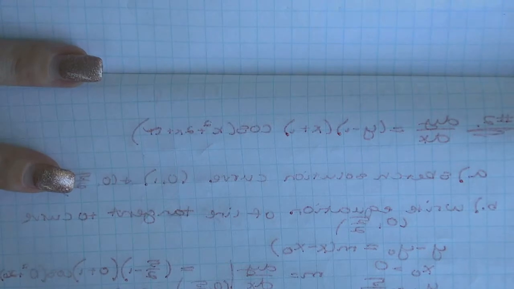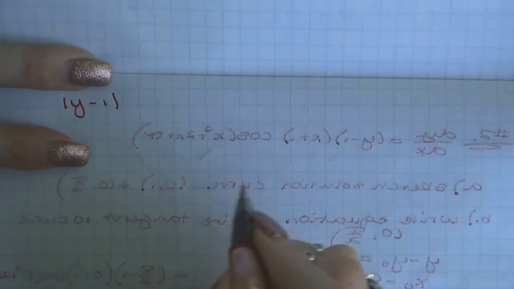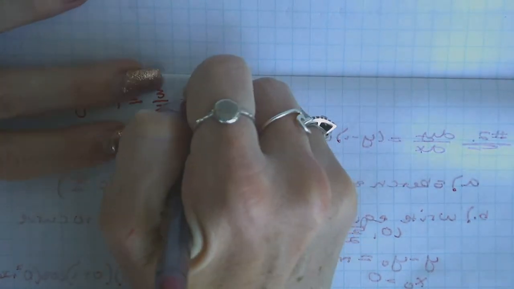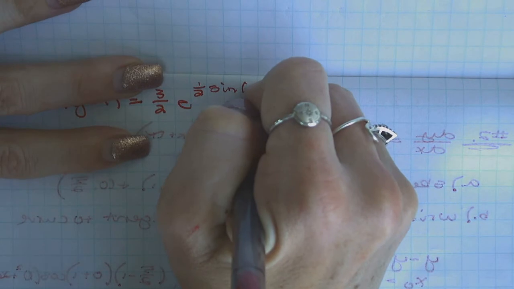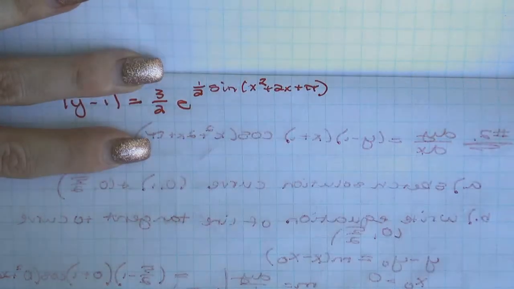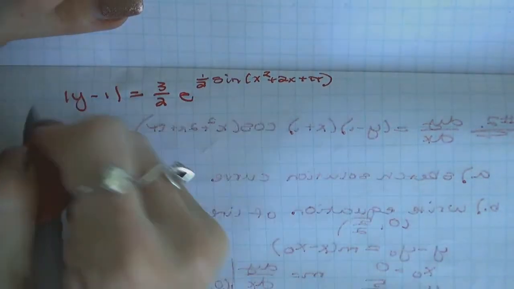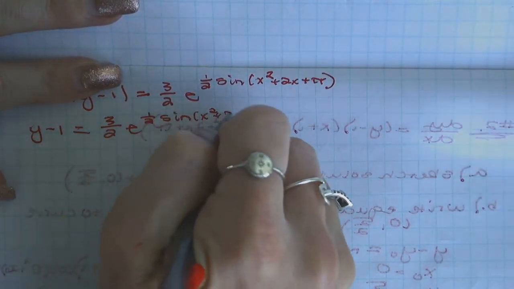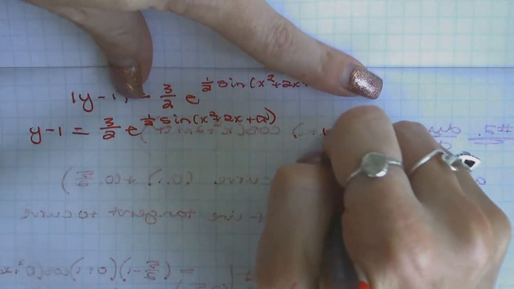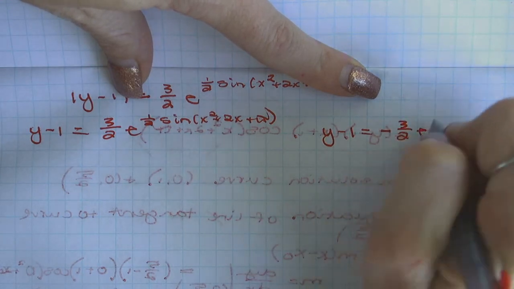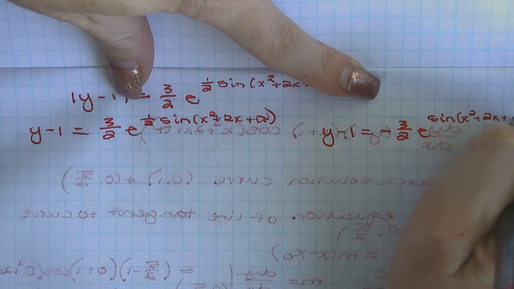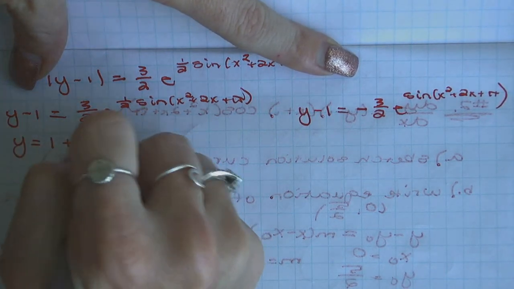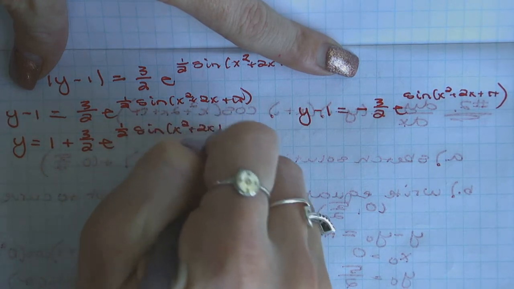So I had e to the ln of absolute value of y minus 1, which means I'm left with absolute value of y minus 1 equals 3/2 times e to the 1/2 sine of x squared plus 2x plus pi. Okay, that's where I'm at. And then again, this means y minus 1 can equal the positive version, or it could equal the negative version, y minus 1 equals negative 3/2 e to the 1/2 sine of x squared plus 2x plus pi. Let's work through the positive version. This means that y equals 1 plus 3/2 e to the 1/2 sine of x squared plus 2x plus pi.